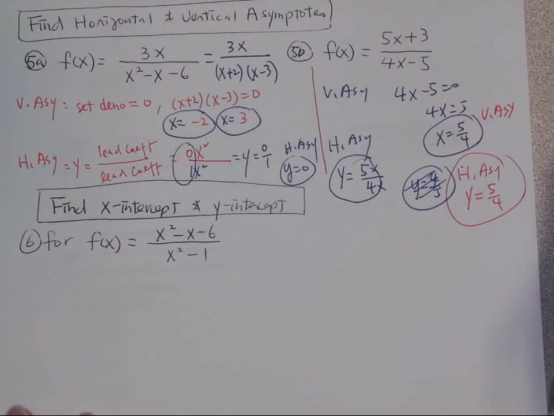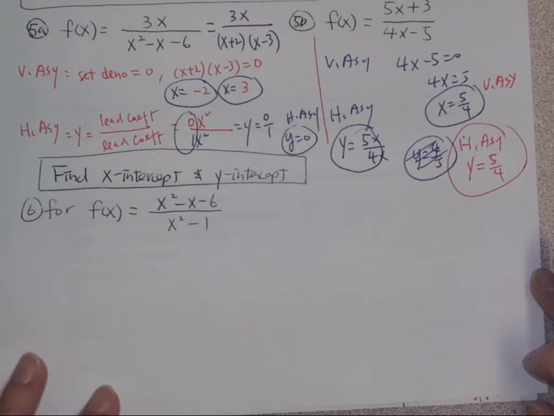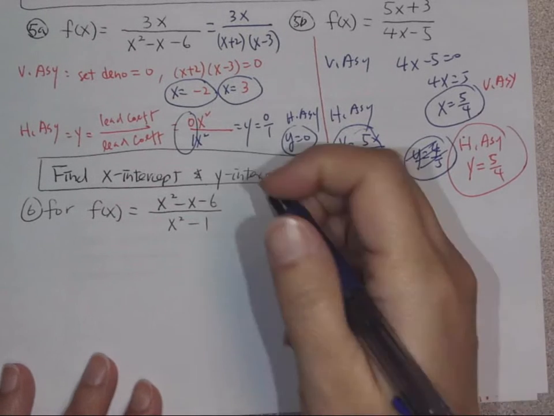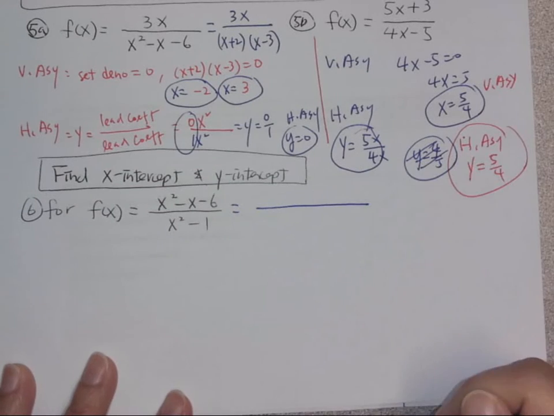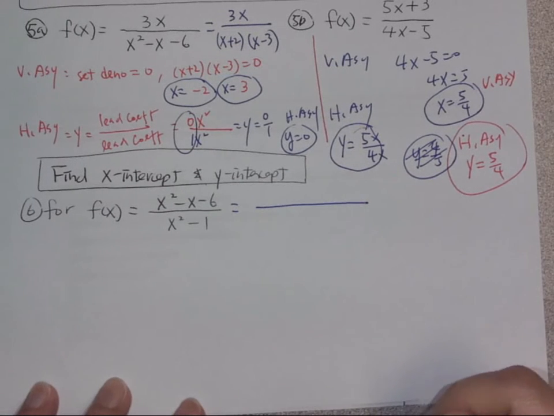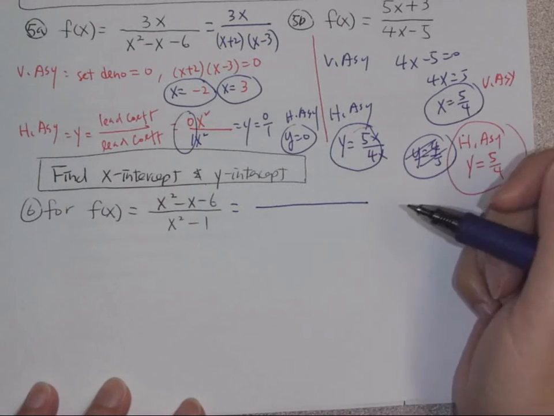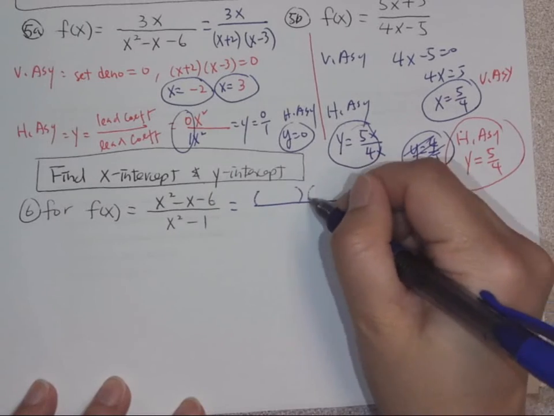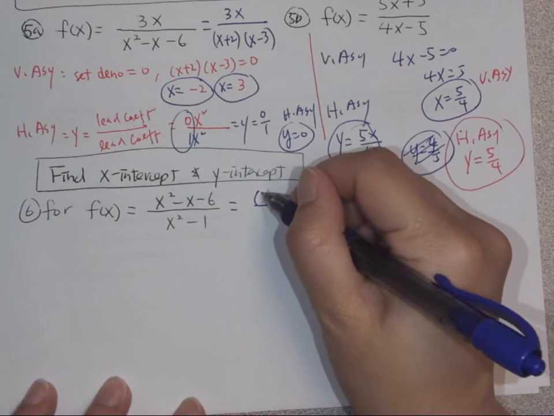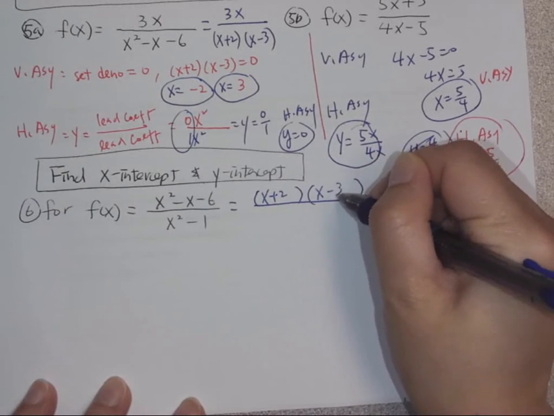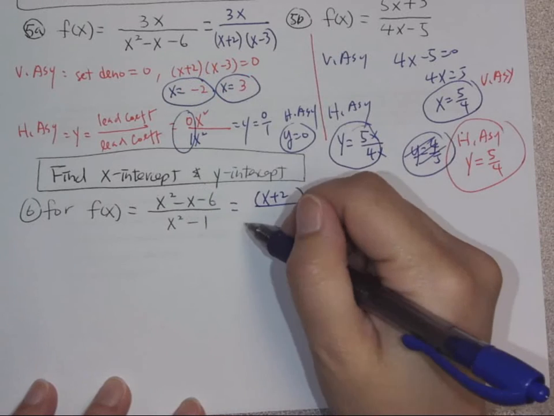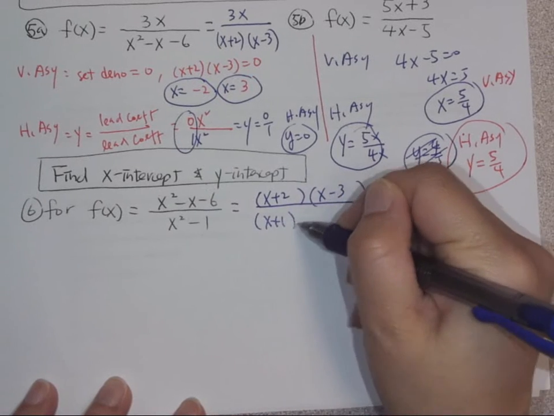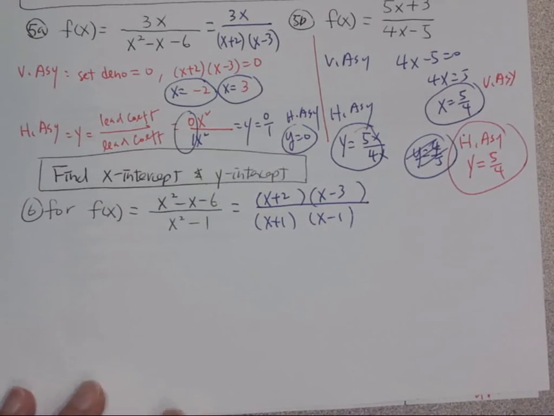Hope everybody's okay. The next part is finding the x and y intercepts. So when we graph, most of the time we need the x and y intercepts, right? So take a minute, pause the video, see if you can factor this, and then come back to check. The top part should be x plus 2, x minus 3. Oh, we just did that, right? And then the bottom one would be x plus 1, x minus 1. We did it on the last page.